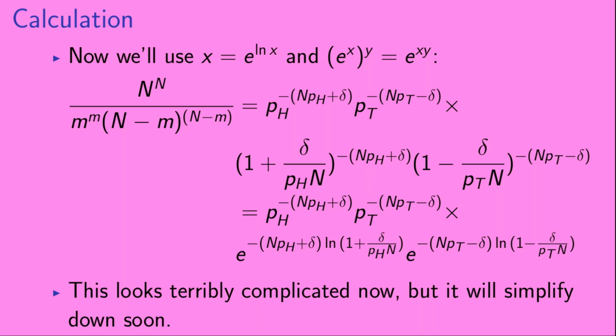So this gives us ph raised to the power of −n(ph+δ), pt raised to the power of −n(pt−δ), times e to the −n(ph+δ) natural log of 1 + δ over ph n, times e to the −n(pt−δ) natural log of 1 − δ over pt n. Now this looks terribly complicated right now, but it will simplify down a lot quite soon.